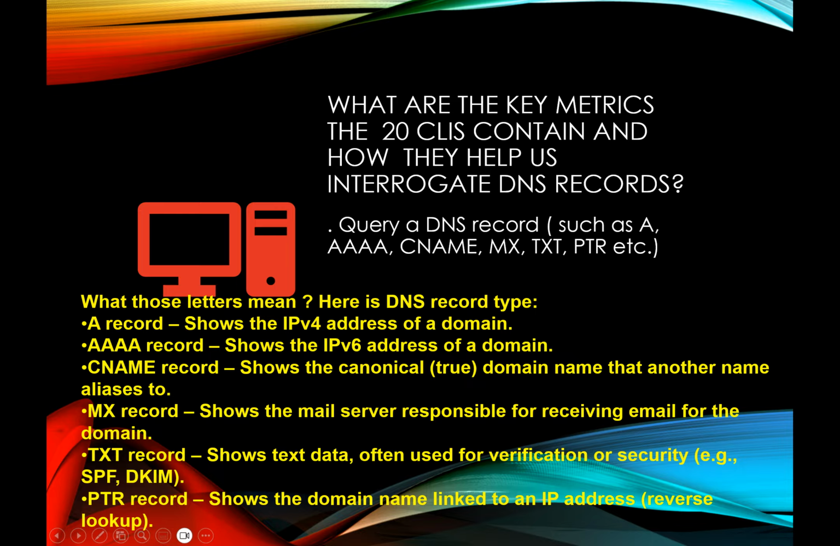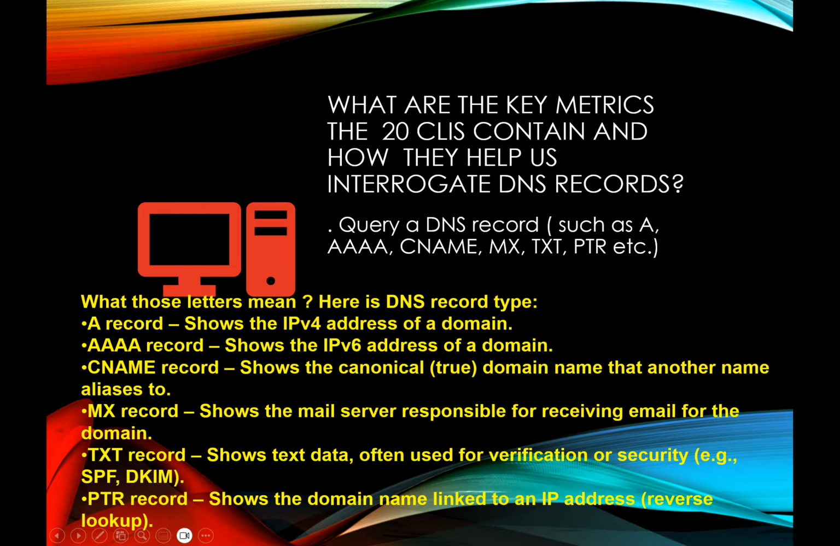Let me just explain simply what each letter means here. For example, A record, which is the first one, shows the IP version 4 address of a domain. AAAA record shows the IP version 6 address of a domain. CNAME record shows the canonical true domain name that another domain name aliases to. MX record shows the email server responsible for receiving the email for the domain.